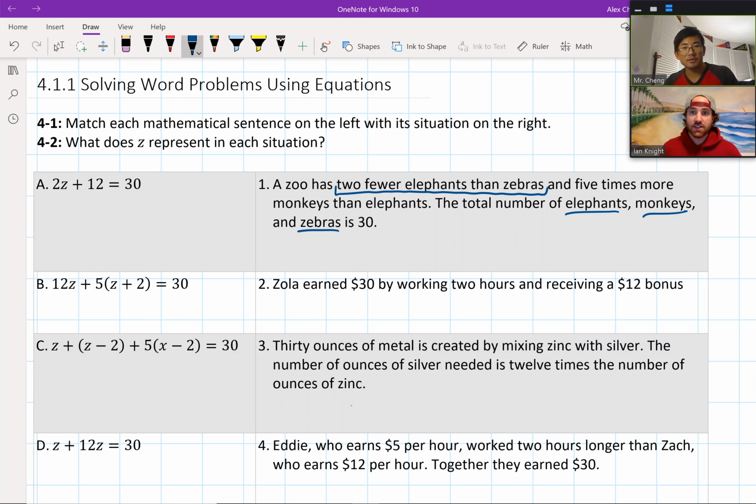There's a lot to digest here. And 5 times more monkeys than elephants. So I also know that if I know my number of elephants, which I'm calling Z in this case, there are 5 times as many of those. So 2 fewer elephants than zebras.